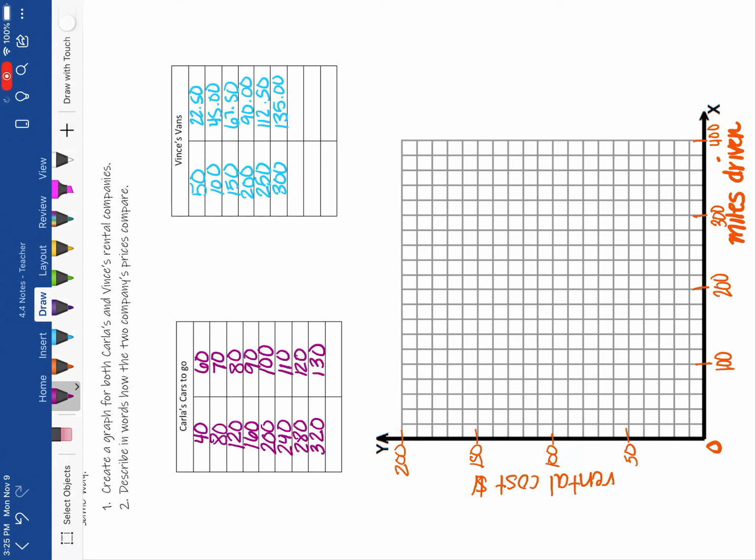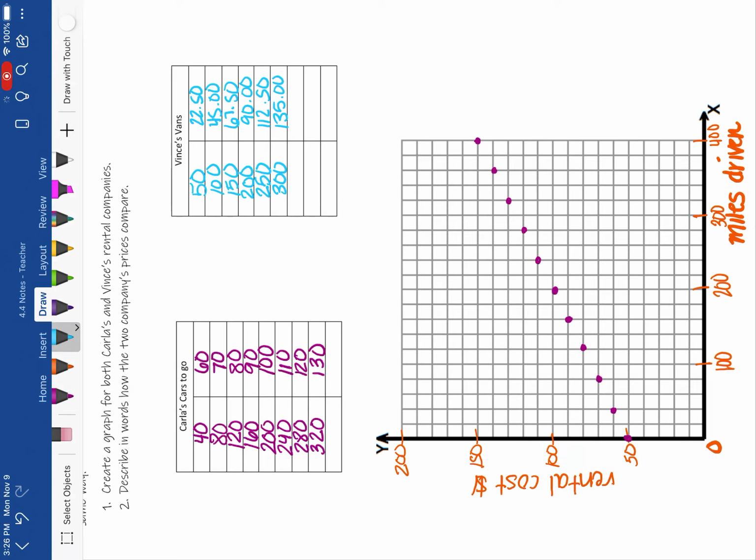So for Carla's, 40, 60, 80, 70, and 20, okay, and I'm just plotting those, and I just extended the pattern. The pattern, if you could see, was up 1 over 2, up 1 over 2, which is really up 10 over 20. Okay, so I plotted my points, I extended the pattern a little bit to give me more of a picture.